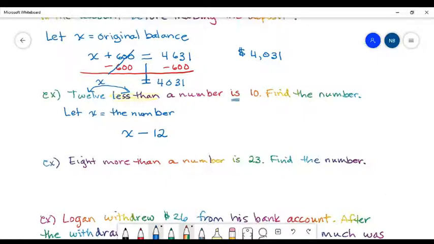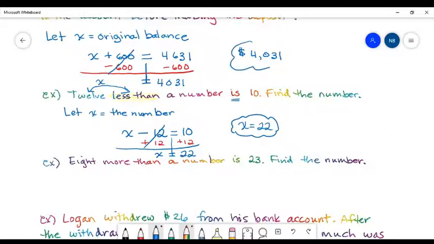Is translates as equals. So if we take 12 away from a number, we get 10 for the answer. We again have a one-step linear equation. We're going to add 12 to both sides. Why? Because negative 12 plus 12 is 0. That leaves X by itself, and 10 plus 12 is 22. So the number is 22. All right, let me put my answers in little bubbles, little clouds.